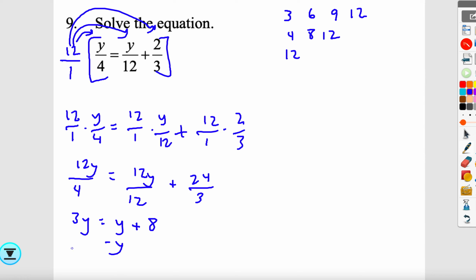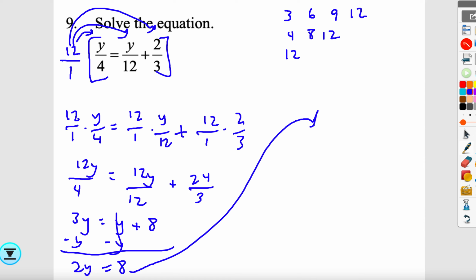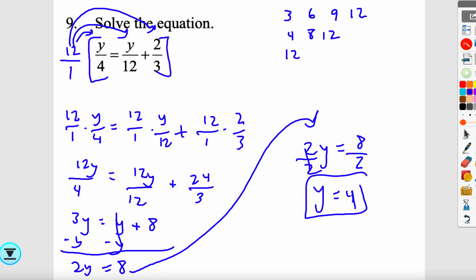So then we subtract y on both sides. So then we get 2y equals 8. Move the work over here. So then we get 2y equals 8. Divide both sides by 2. And then we get y equals 4. And we're done.